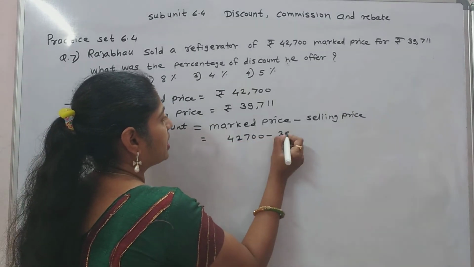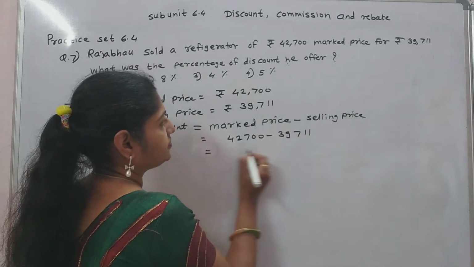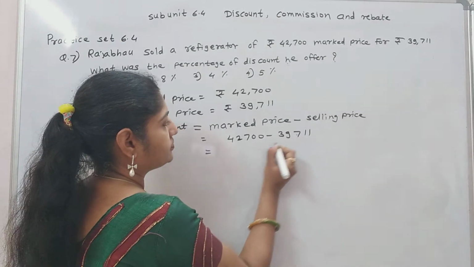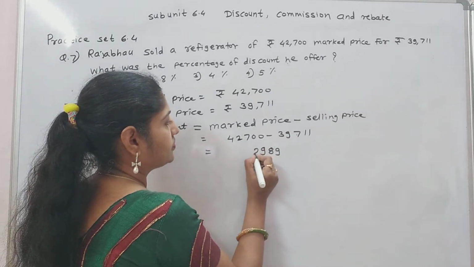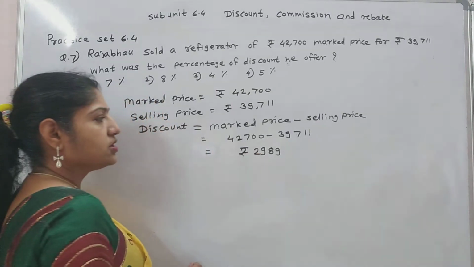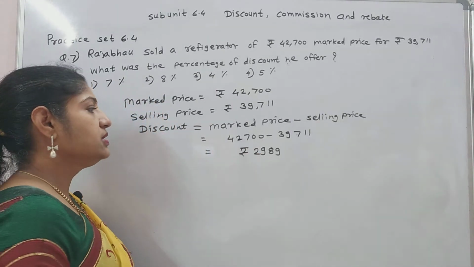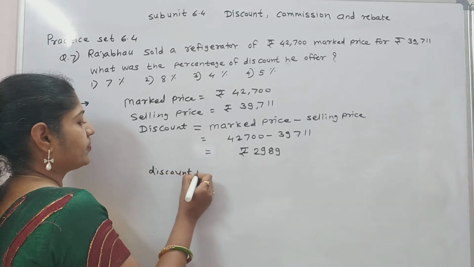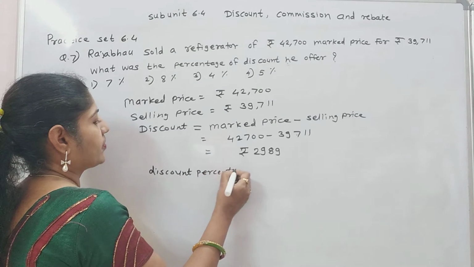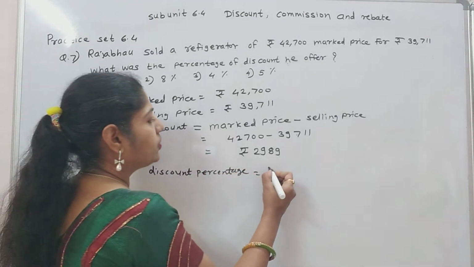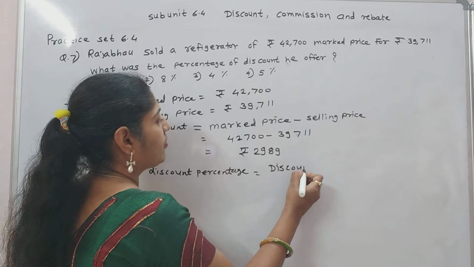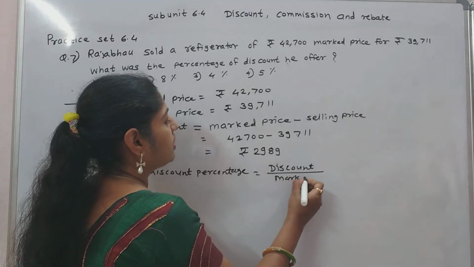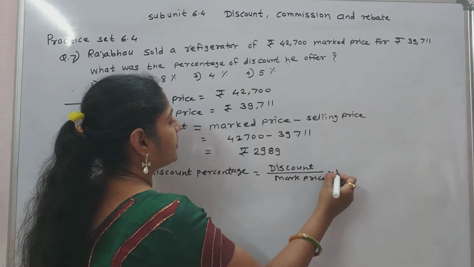42,700 minus 39,711 is 2,989, the discount. So we have to find the discount percentage. Discount percentage equals discount upon mark price. Discount is always given on mark price. So discount upon mark price into 100.